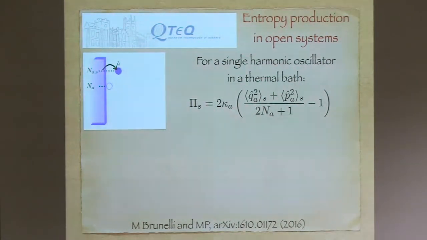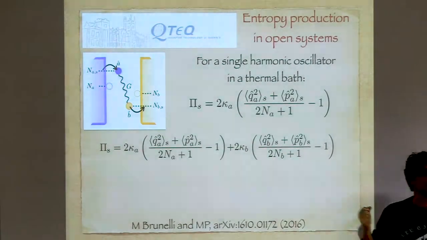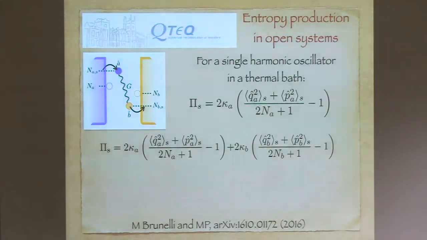For a single oscillator in contact with its own thermal bath, I have already shown you everything. The entropy production at the steady state is related to the mean energy of the system. When I have two coupled ones, what I get is that the entropy production rate at the steady state can again be related to the mean energy of the two particles in contact with their respective reservoir.